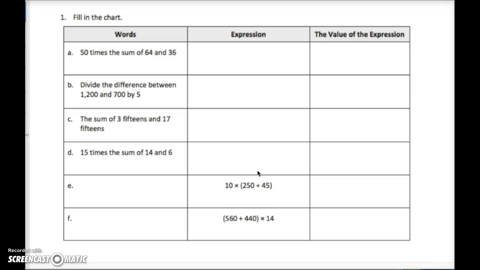This column over here, the value of the expression, what that means is that we are just solving. We're doing the math that's here using the numbers and operational symbols and putting our answer here, or what that's worth once all the math is done. You could even start with the words and figure out what it means and put it over here. All right, let's take a look at an example.